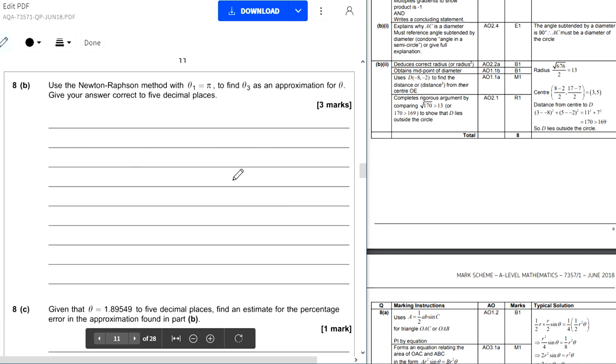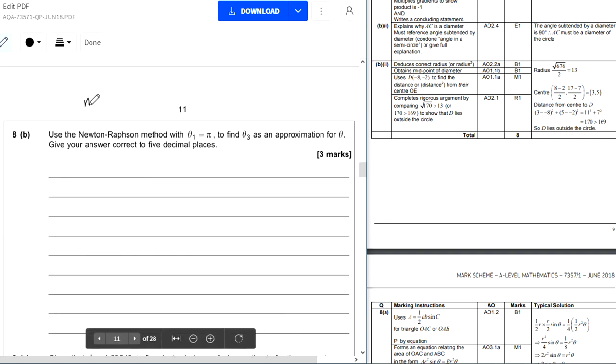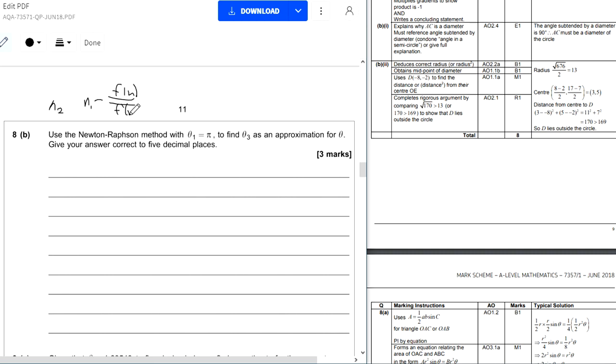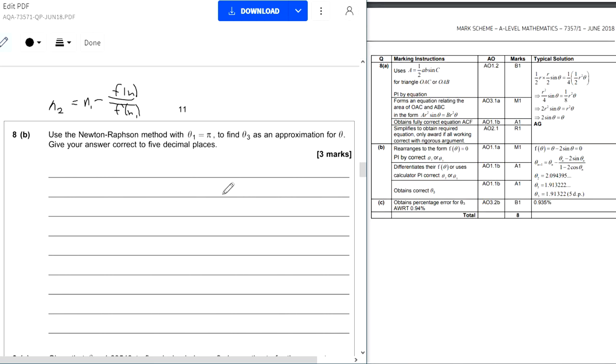Use a Newton-Raphson method with theta 1 equals pi to find theta 3 as an approximation for theta. Give your answer to correct decimal place. Well, first thing, you got to know what that method is. So that's x n plus 1 equals x n minus f of x n over the differential of f of x n.